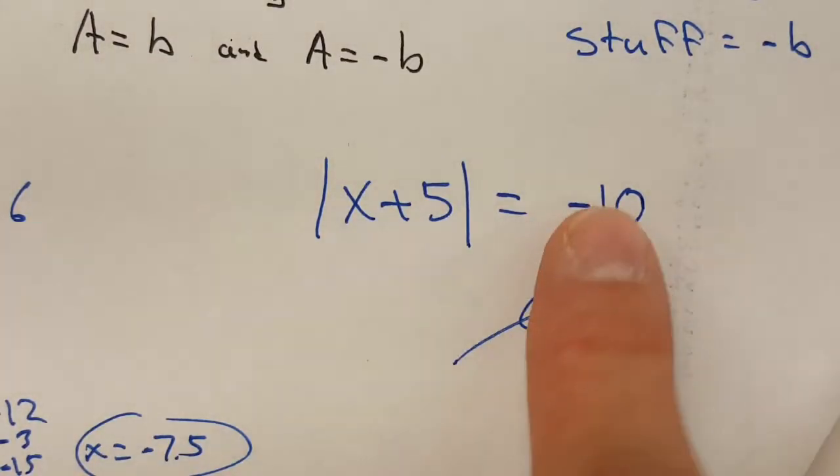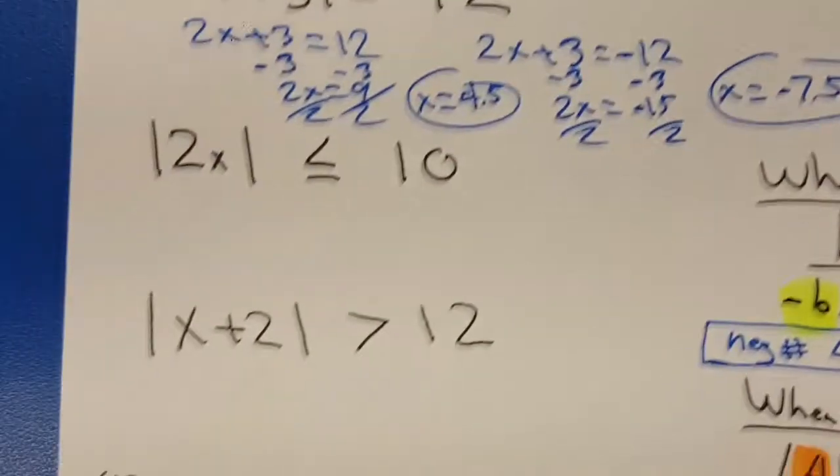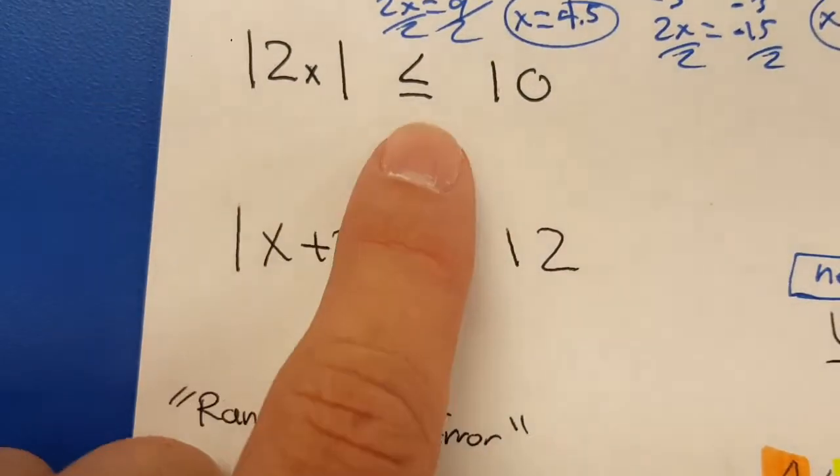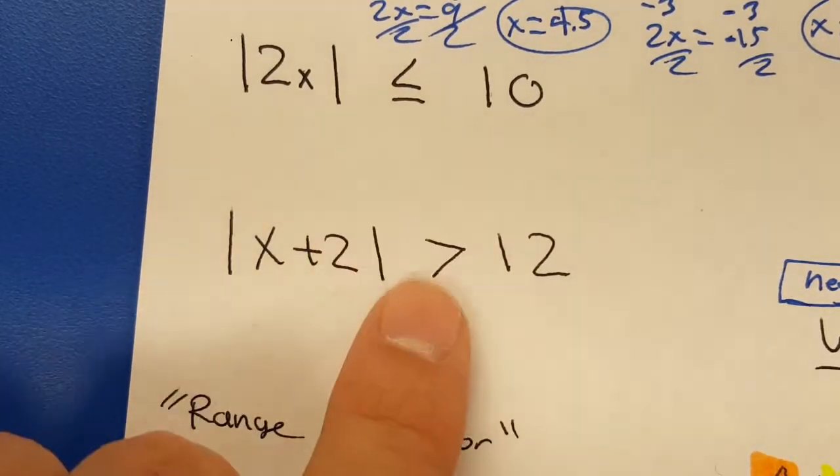Again, if it's negative, you can't do any of that stuff. So nice way to skip things. Now, here's where things get goofy. When you're solving inequalities, either you're going to be solving less thans or you're going to be solving greater thans.